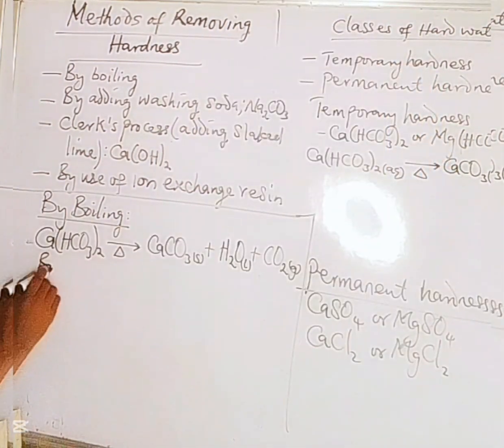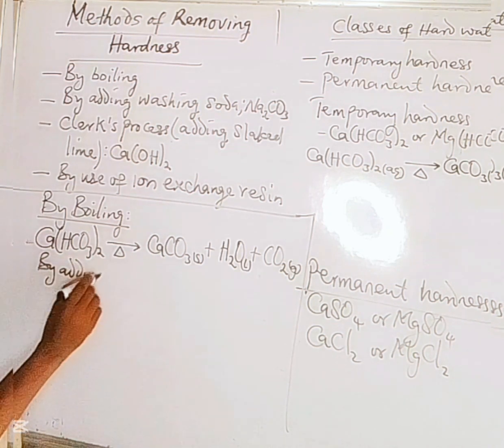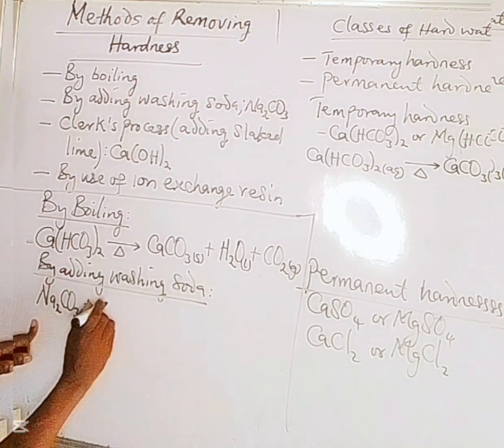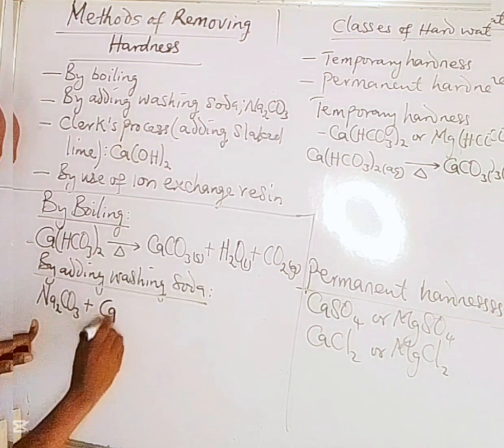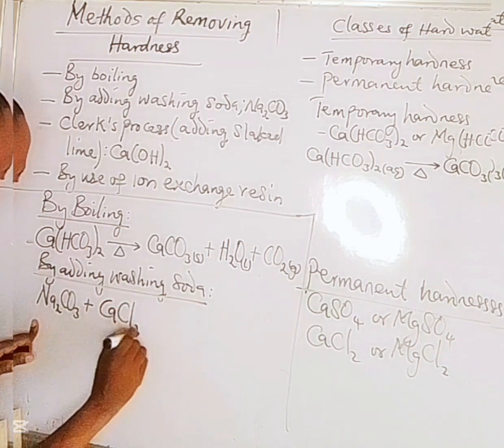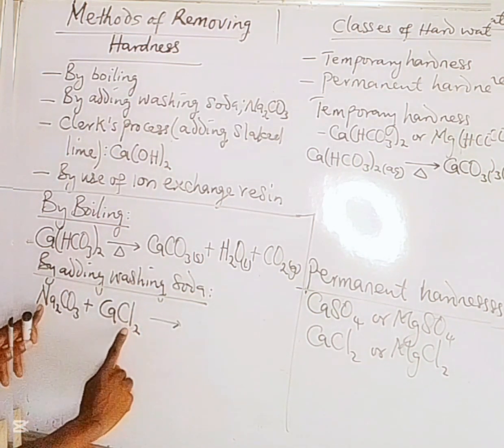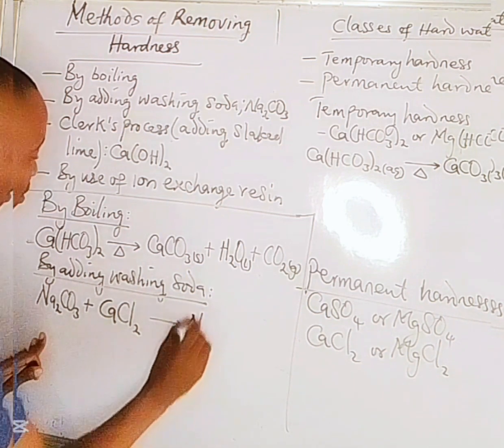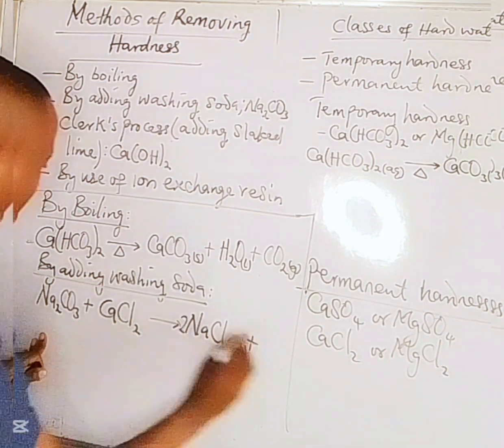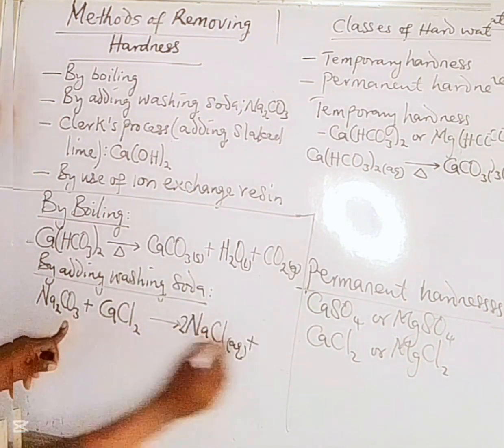Number 2, by adding washing soda. When washing soda is added to hard water that contains, for instance, calcium chloride, sodium from washing soda will attack chlorine from hard water, and we have sodium chloride. And what's the remaining? Calcium carbonate.